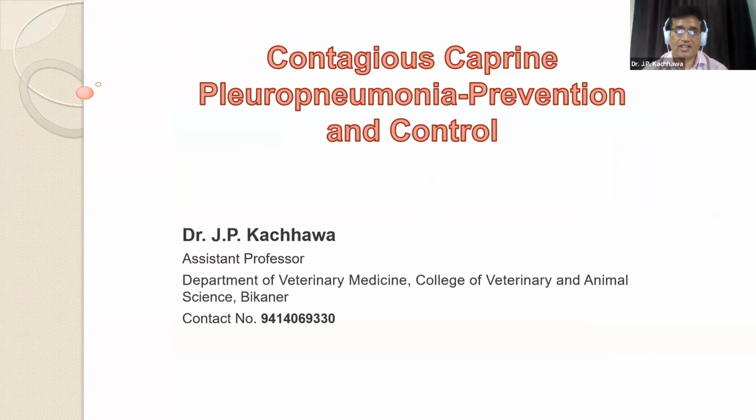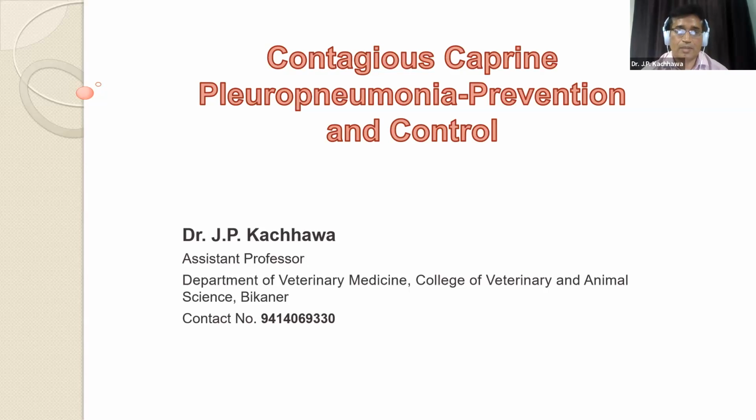CCPP, its prevention and control. There are so many respiratory diseases encountered in sheep and goat. They are confusing with the clinical signs. Broadly, we can categorize these respiratory diseases of sheep and goat into two categories.